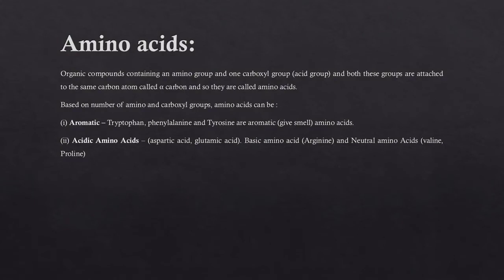Aromatic, the word aroma is what? It gives smell, right? So tryptophan, phenylalanine, tyrosine, these are the names of the amino acids which give out smell. So these are aromatic amino acids. Next are acidic amino acids. These are aspartic acid, glutamic acid. And the basic amino acids can be arginine, valine, proline, etc.